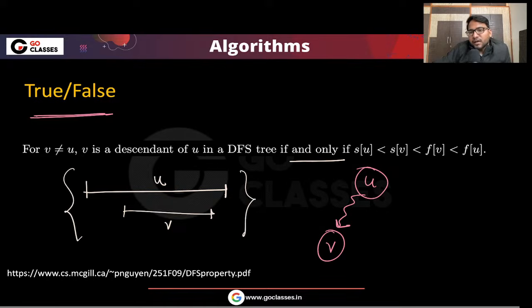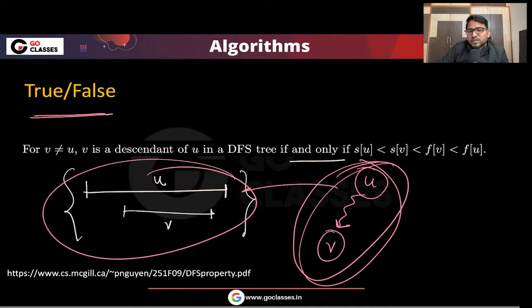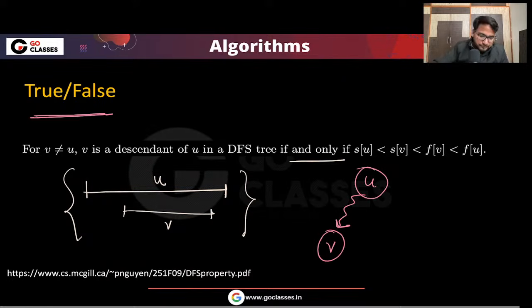They are saying that if and only if this happens, which means this kind of diagram, then only U and V are ancestor and descendant. I mean, U is the ancestor. Is this true or false? Let me know. As per the parenthesis theorem, you know this is true, right? If that is the case, then obviously that's the thing, and vice versa. So basically, this is true. So the answer here is true.